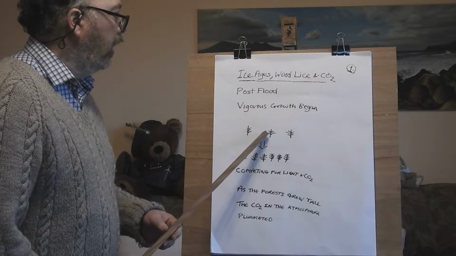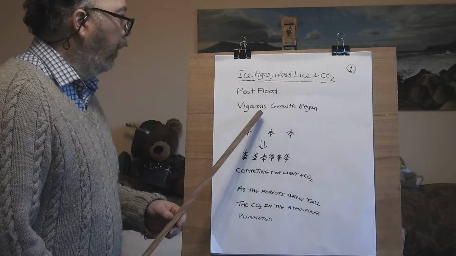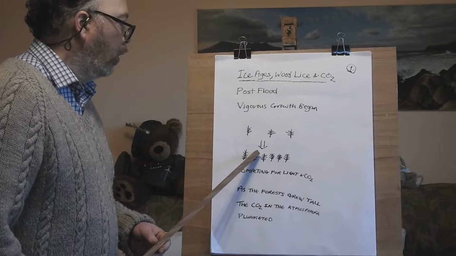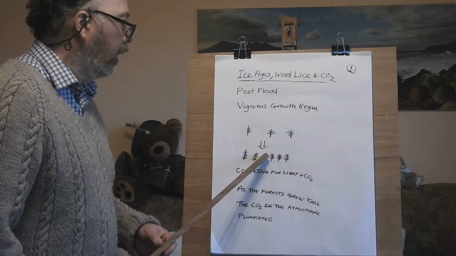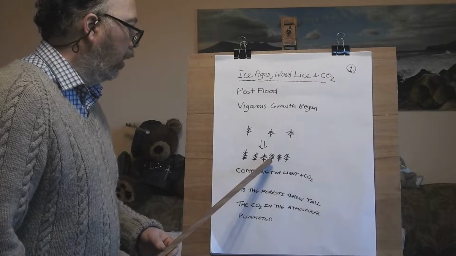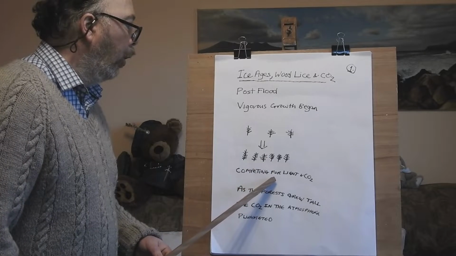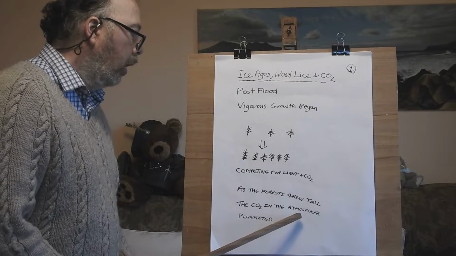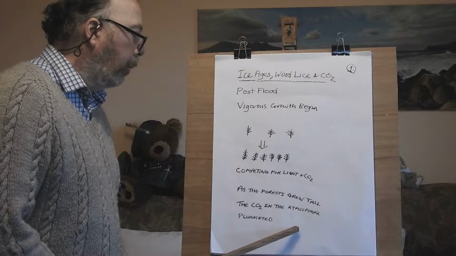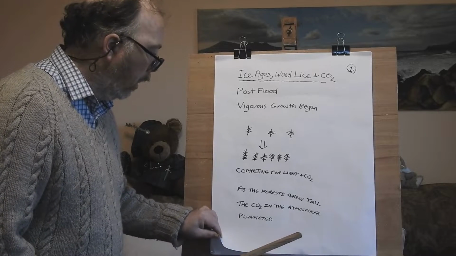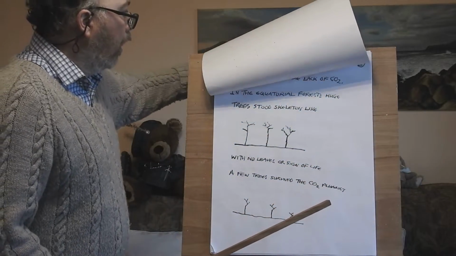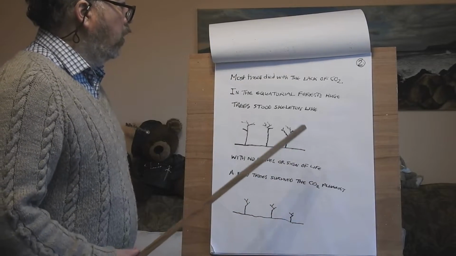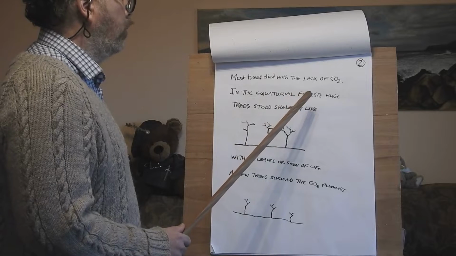There's some trees in the landscape, then vigorous growth begins, and you get seed sown and trees growing up all over the globe, competing for light and CO2. As the forests grew tall, the CO2 in the atmosphere plummeted. So most trees died with the lack of CO2.